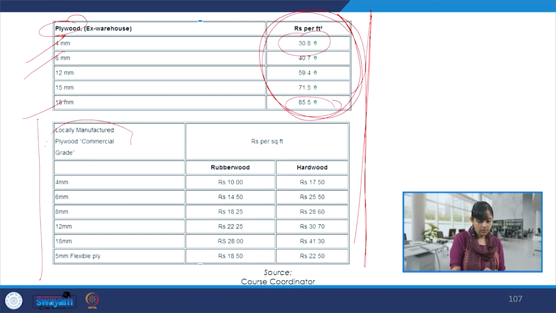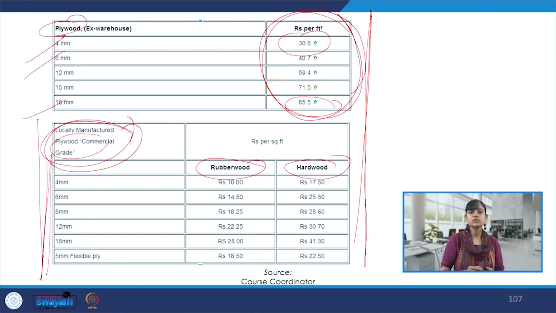And then if we talk about other grades, we talk about rubber wood and hardwood, and then these plywood commercial grades, they are also available in different standard sizes, and there are per square feet costing that you see on the screen.